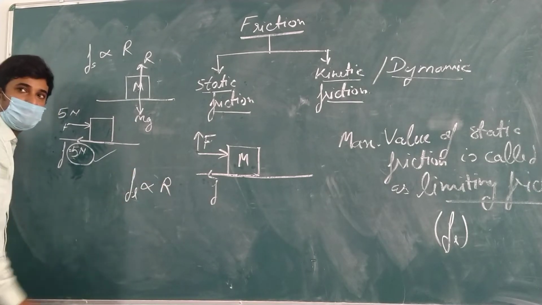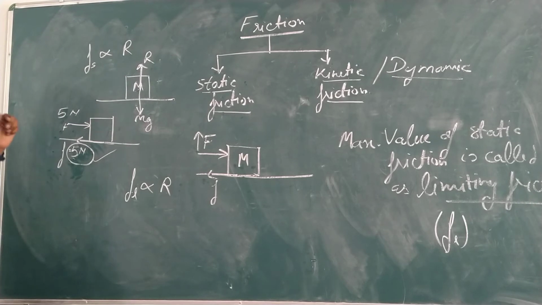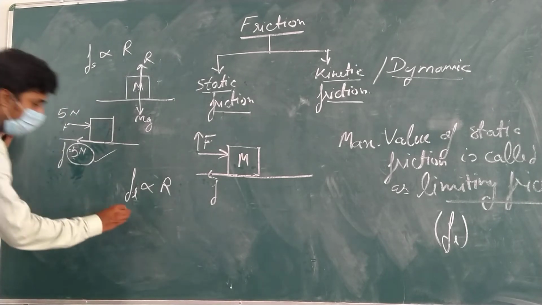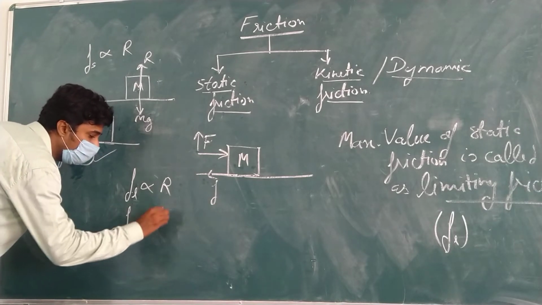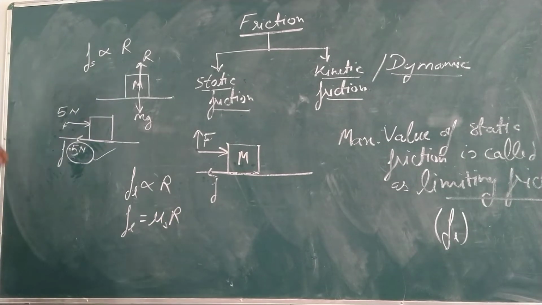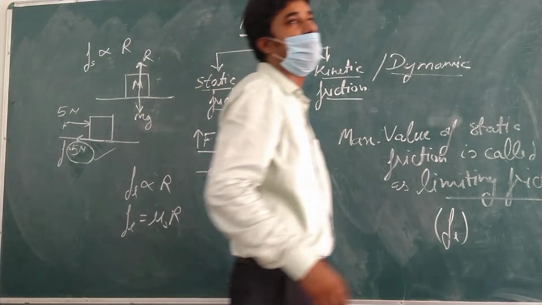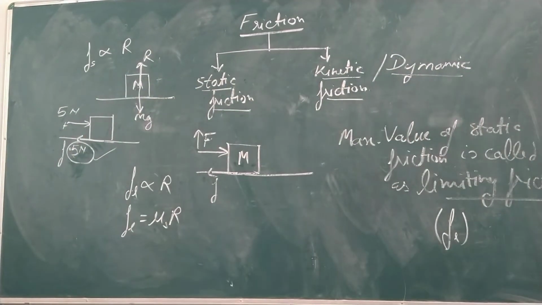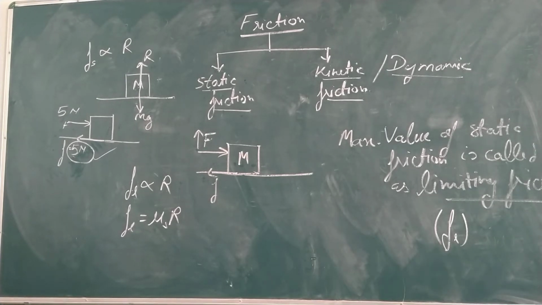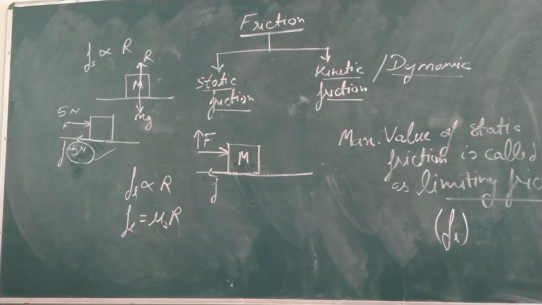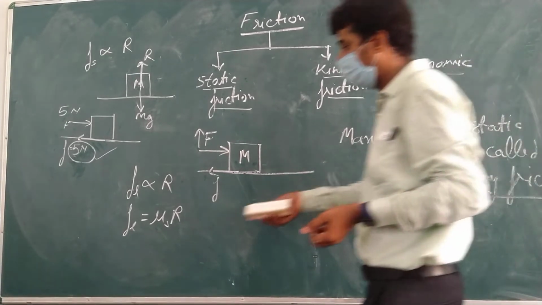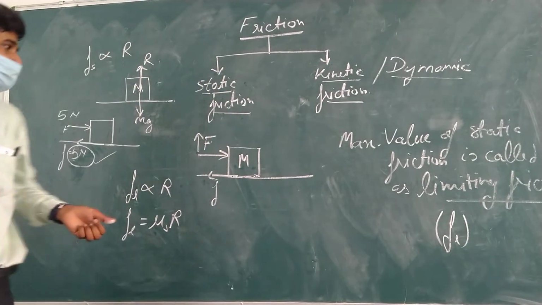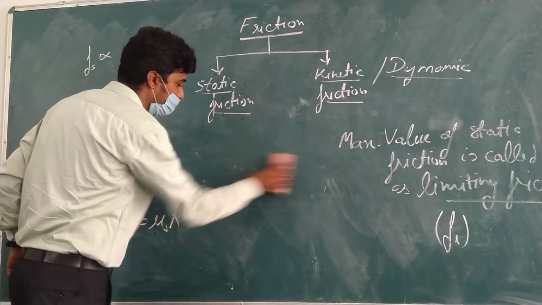Whenever this proportionality sign is removed, we use a constant, so Fl is equal to mu s R. This mu s is called the coefficient of static friction, which is a unitless and dimensionless quantity. What is mu s? Coefficient of static friction.